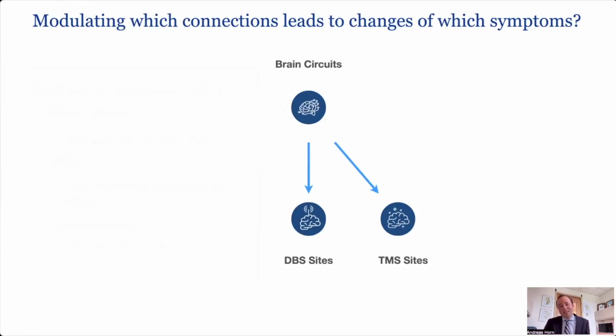So at our center, we came up with a different way to do this, to reverse the problem and use the DBS sites and the TMS sites to define the brain circuits in the first place. And we also do so with brain lesions. So stroke lesions that lead to a specific symptom. If they all map to the same circuit, then we know, or we can conclude, that this circuit might be important for a specific symptom.